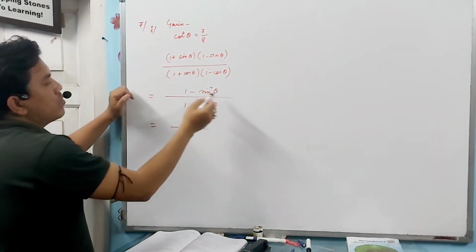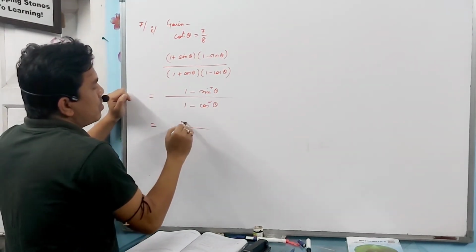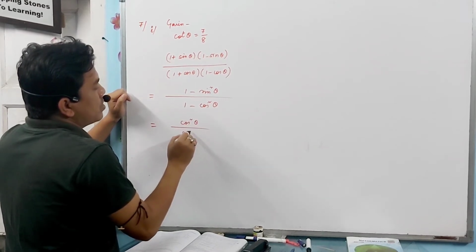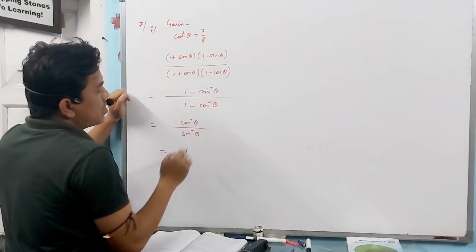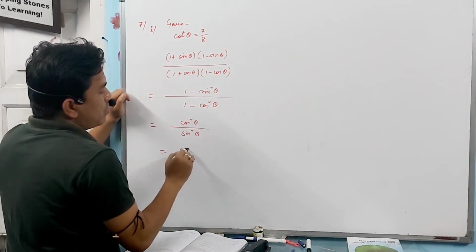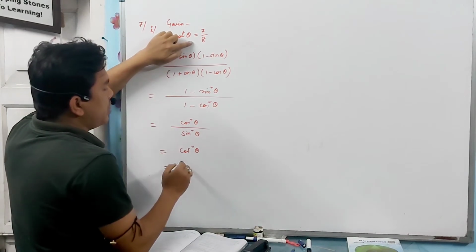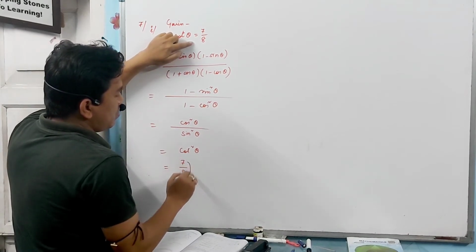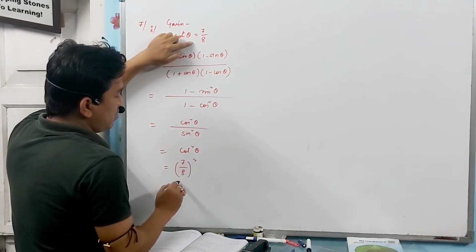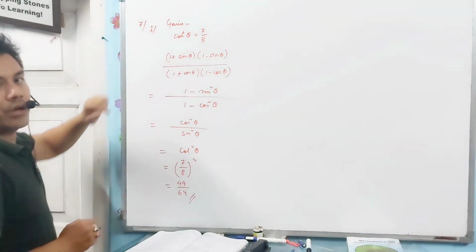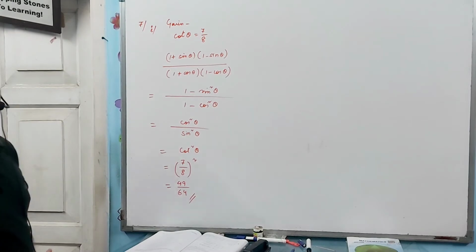Now 1 minus sine square theta is what? Cos square theta. 1 minus cos square theta is what? Sine square theta. Cos square theta by sine square theta is what? Cot square theta. Now cot theta is already given as 7 by 8. So what we got? 49 by 64. 49 by 64 is the answer of the first one.